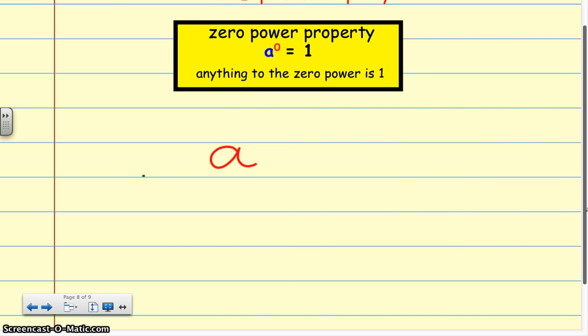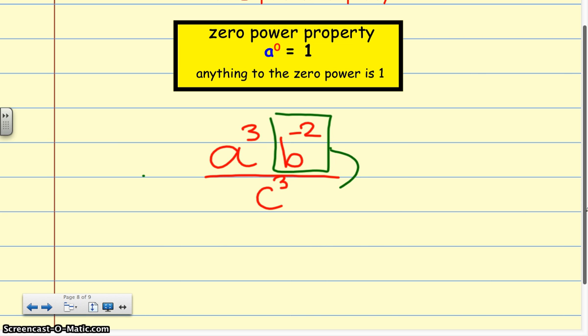If I had a to the third, b to the negative 2 over c to the third. Simplifying that, although it doesn't have any zeros, that's okay. You should be looking, identify where the negative exponent is. We have b to the negative 2. That's the only thing that's moving. So this turns into a cubed over b squared c cubed. I put the b first because it's good math etiquette to put the first letter in the alphabet first. And that's simplified.